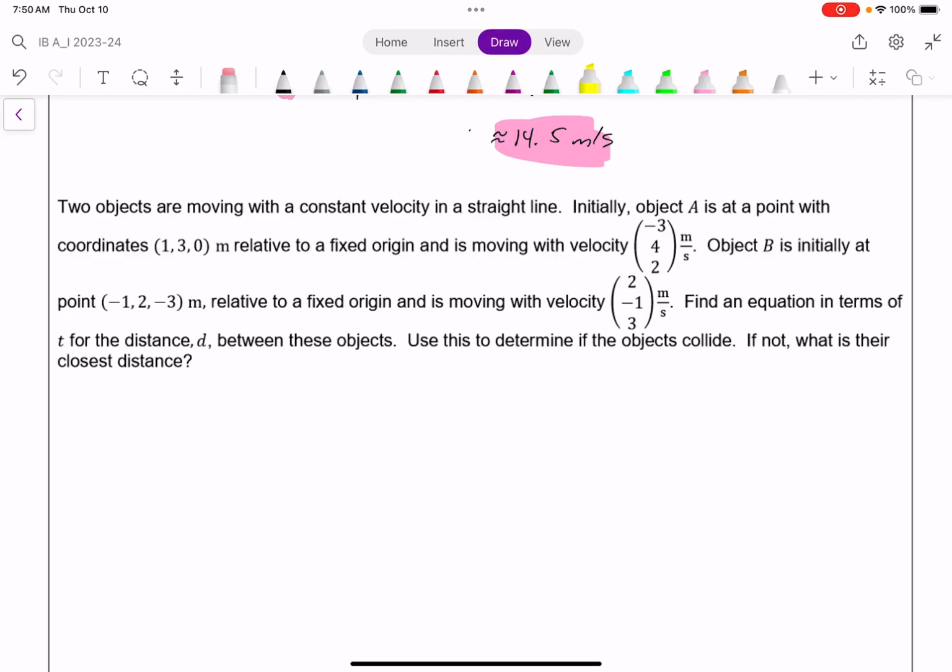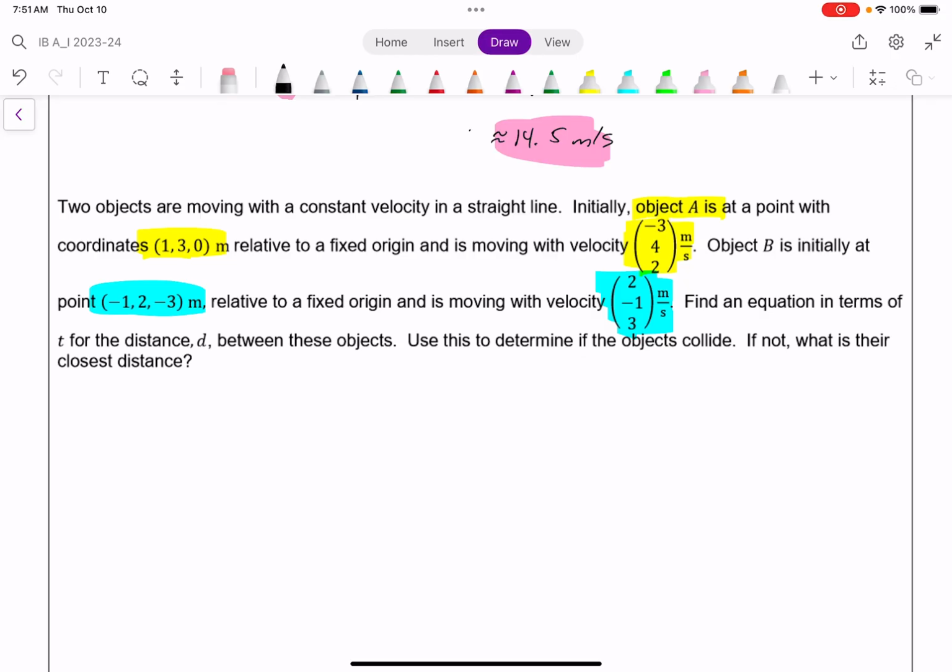Object A has initial points like this, and it's moving at this velocity. Object B begins at this point in three-dimensional space and moves in this velocity. So we have two points moving, starting at different points and moving through that space in different directions. We want to find an equation that represents the distance between these objects over time, and then use that to determine if these objects actually collide with one another. And if they don't collide, what's the closest they get to one another?